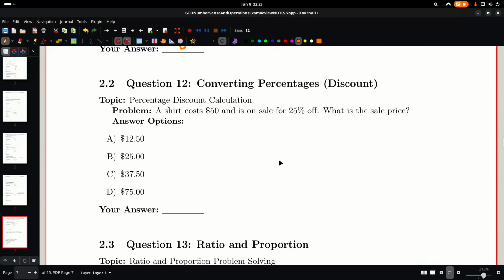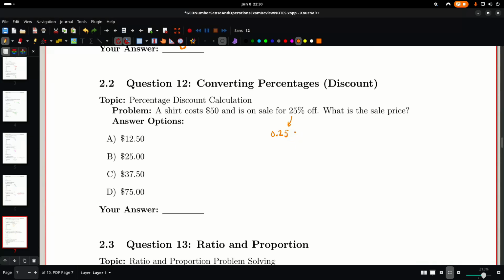All right, converting percentages. So if we have a discount, this is common. So this is a percentage discount calculation. A shirt costs $50 and is on sale for 25% off. What is the sale price? So 25%, we need to find out what 25% of 50 is. So 25% means, as a decimal number, we write that as 0.25, because it's just 25 divided by 100.